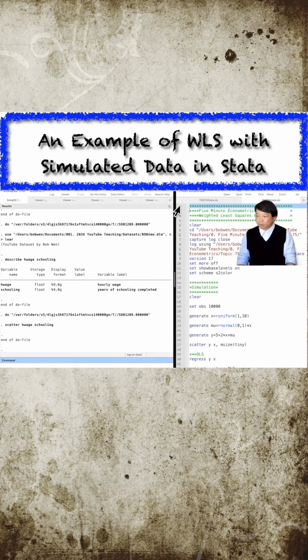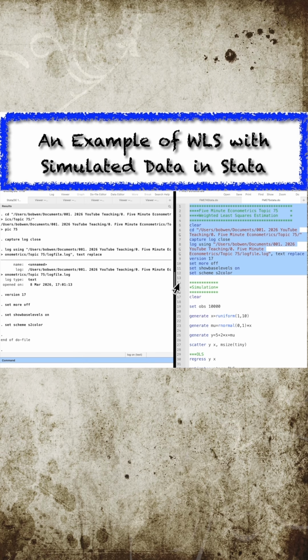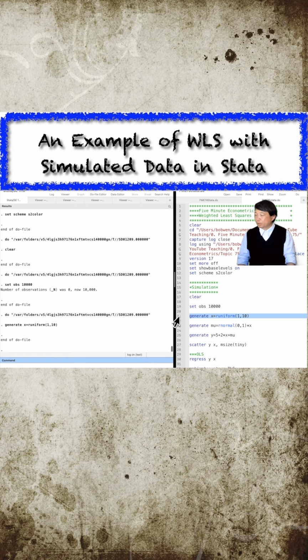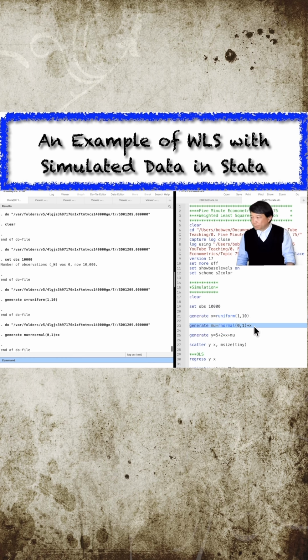In Stata, we begin by setting the number of observations. Next, we generate the explanatory variable, which follows a random uniform distribution. A key part of this setup is the error term. This error term is defined as a standard normal variable multiplied by the explanatory variable x. As a result, the variance of mu is equal to x squared.